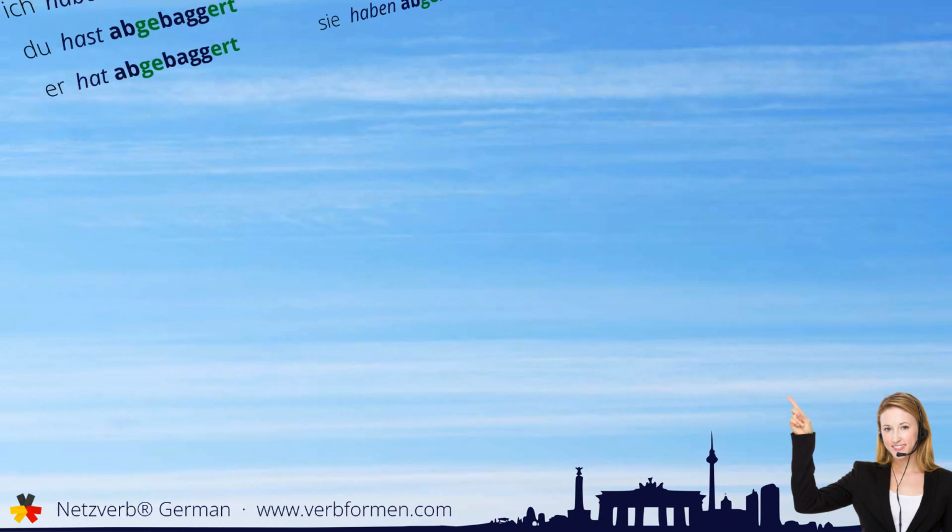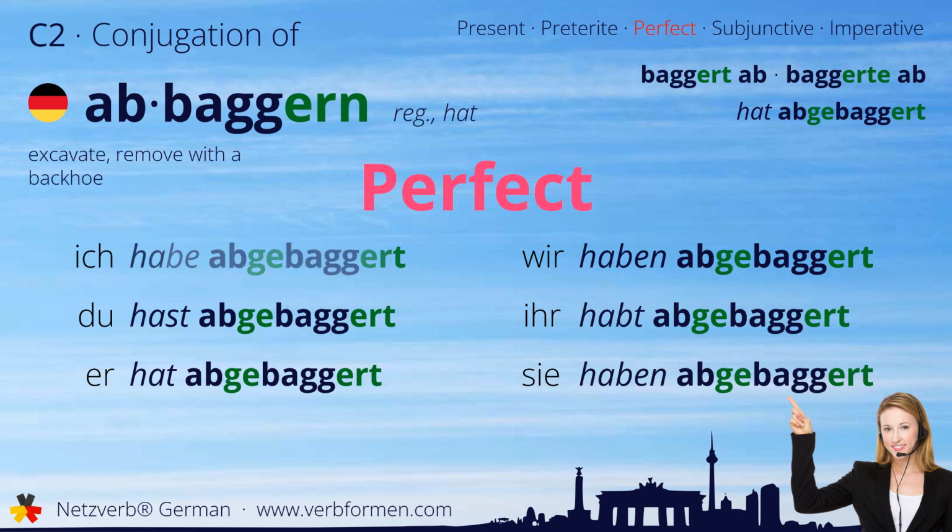Let's continue with the present perfect. Ich habe abgebaggert. Du hast abgebaggert. Er hat abgebaggert. Wir haben abgebaggert. Ihr habt abgebaggert. Sie haben abgebaggert.